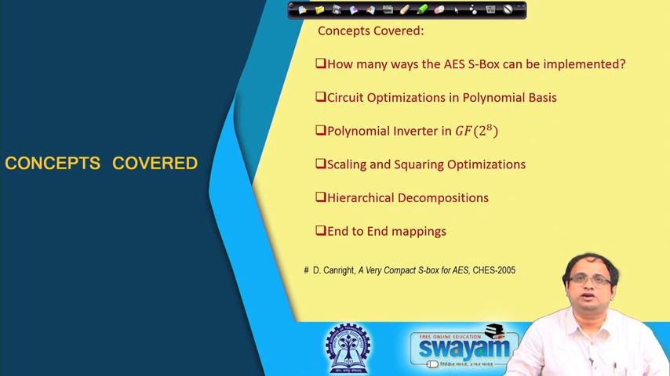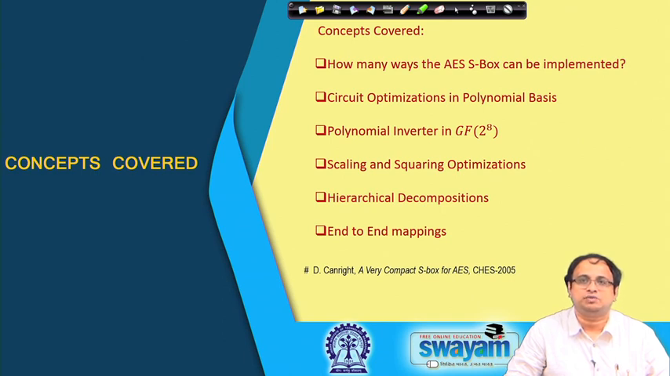So, we shall be trying to cover several topics in this part. First of all, we shall try to understand in how many ways the AES SBox can be implemented. We shall look specifically into the polynomial basis. We have discussed that there are two types of basis, polynomial as well as normal basis. In particular, we shall look into polynomial basis and see some circuit optimization techniques. We shall look into the polynomial inversion circuit in GF2 power of 8, and I shall talk about some important sub operations, like scaling and squaring, and how we can do optimizations on them.